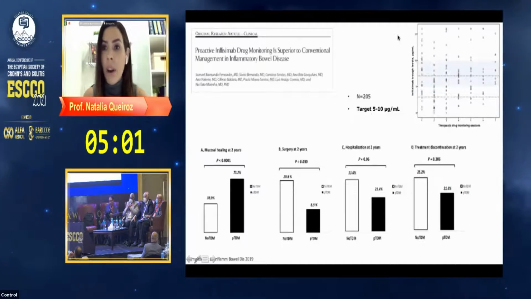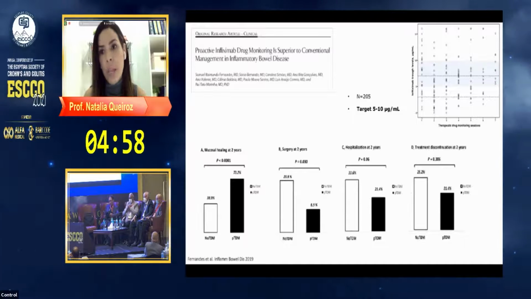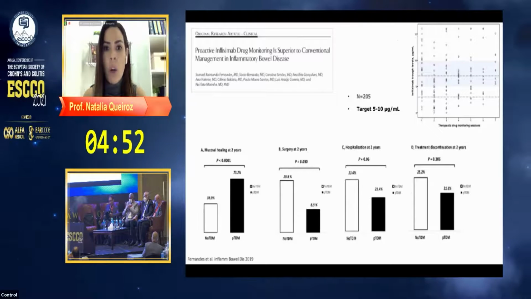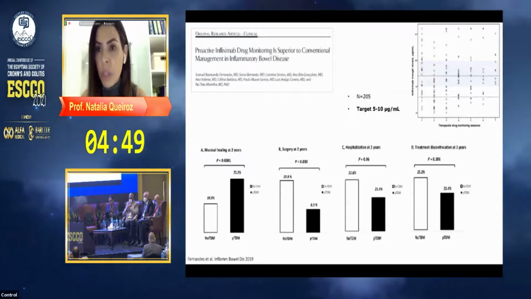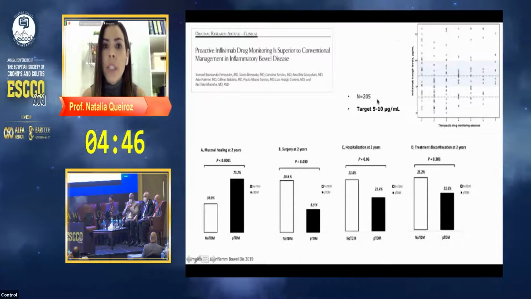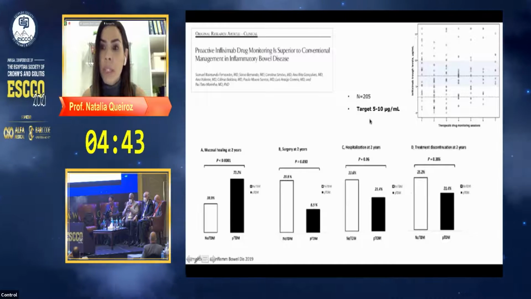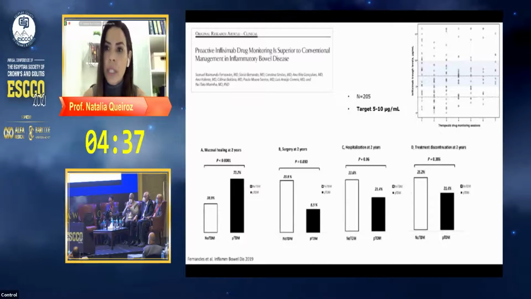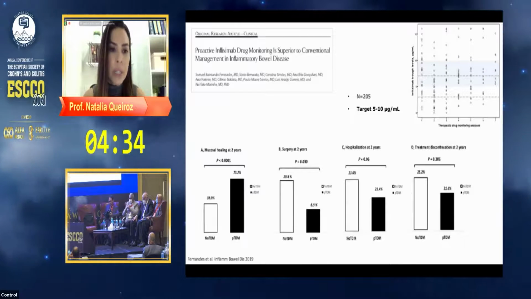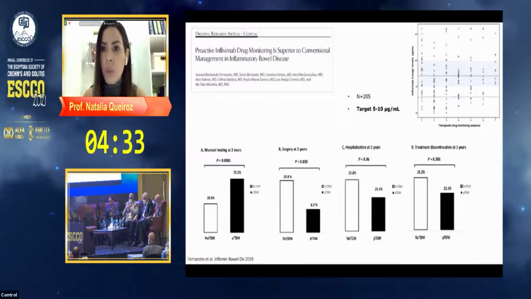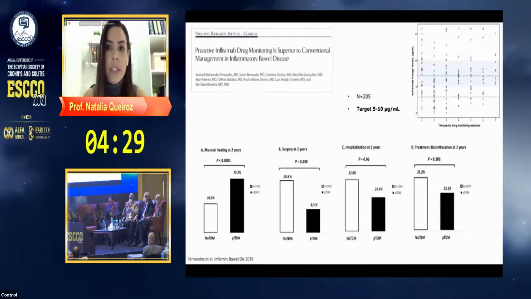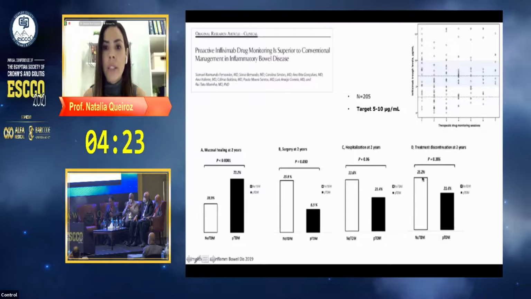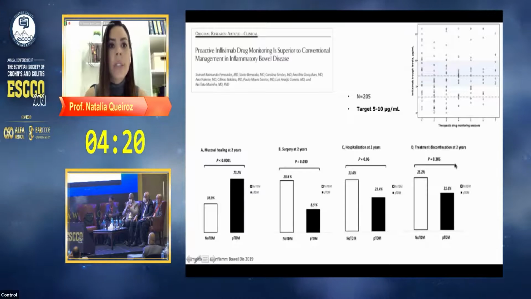But on the other hand, observational retrospective trials are really optimistic regarding proactive TDM, as the example of this observational trial from Portugal, where patients were undergoing a proactive TDM strategy aiming at a target between 5 and 10 micrograms per milliliter. And it was demonstrated that in the TDM arm, patients had more mucosal healing, less surgery, and less hospitalization. And the difference in the treatment discontinuation was not statistically significant.